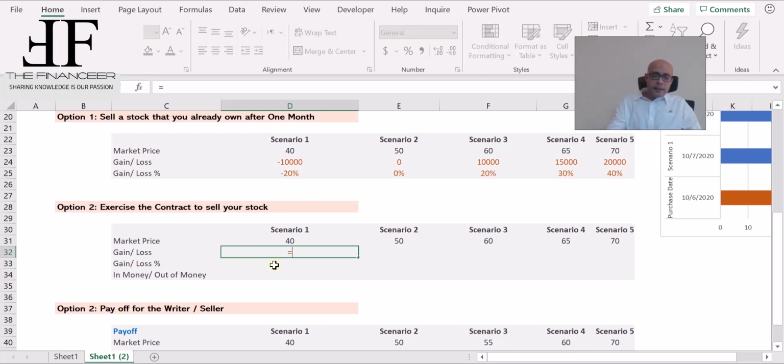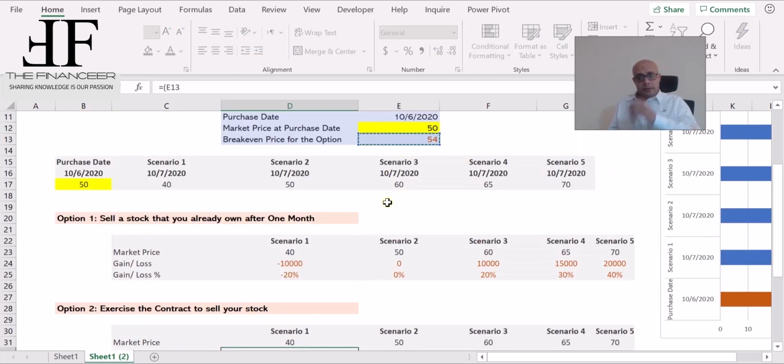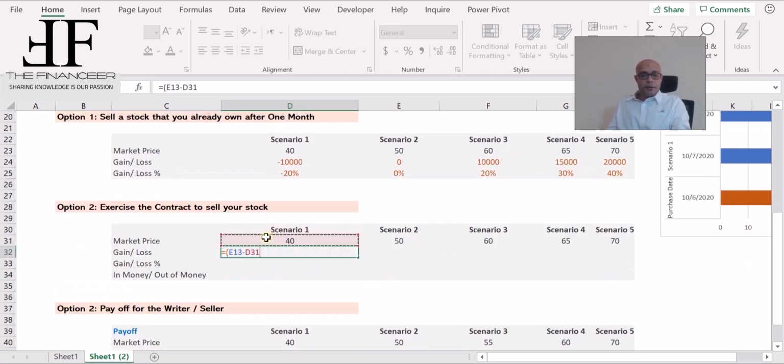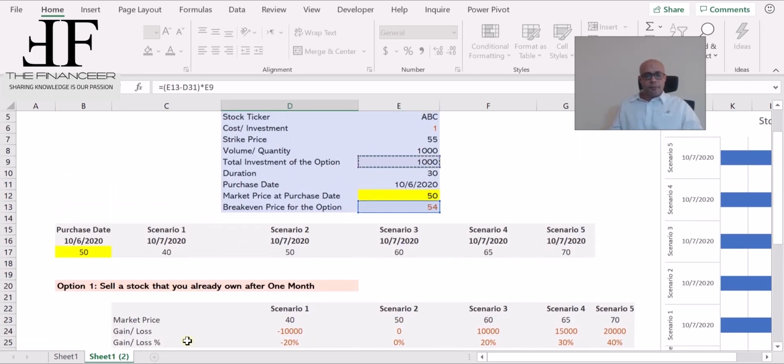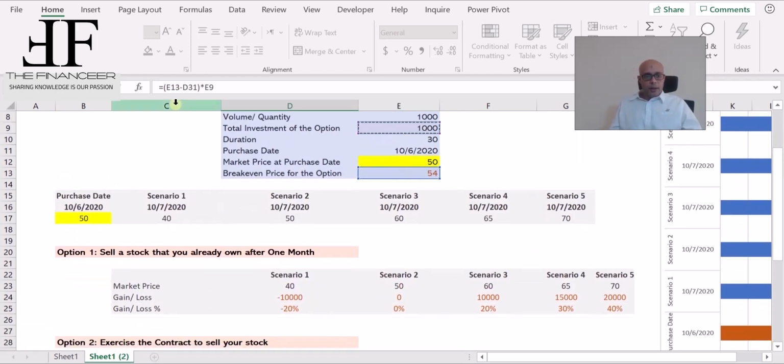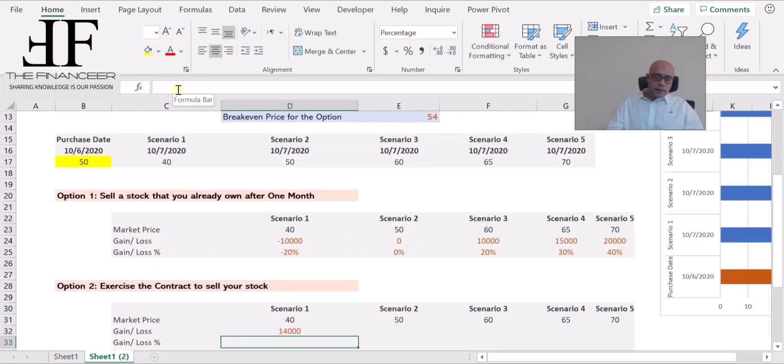The gain is simply the difference between the break-even price that you have for the option minus the market price here. And this will be multiplied by the number of stocks that you have, which is the number of shares in the contract. Now, this will result in $14,000 as a gain if you have the market price in the first scenario as $40.